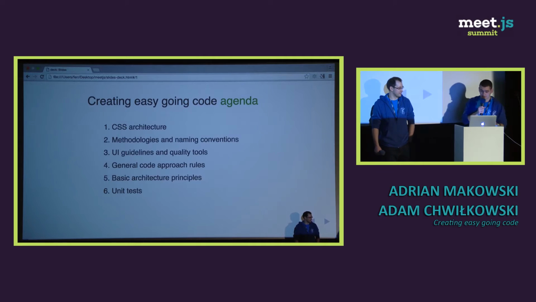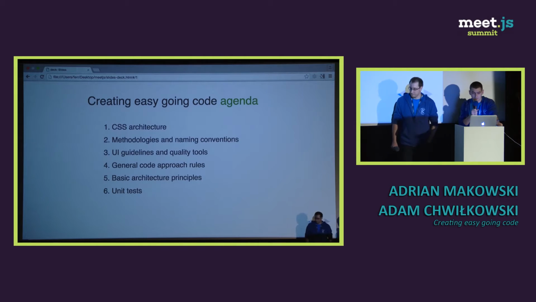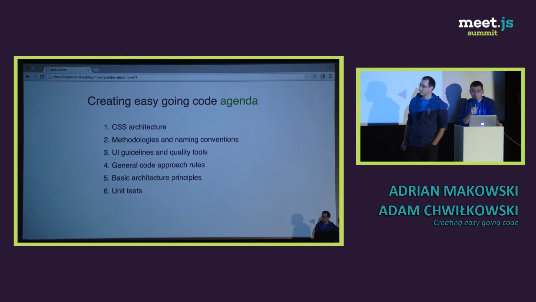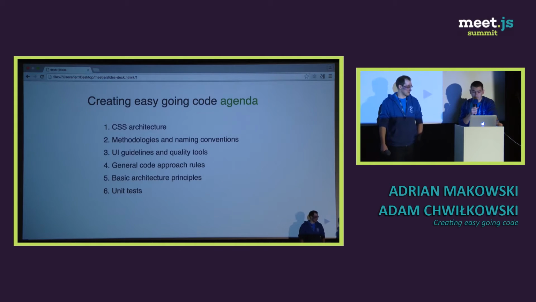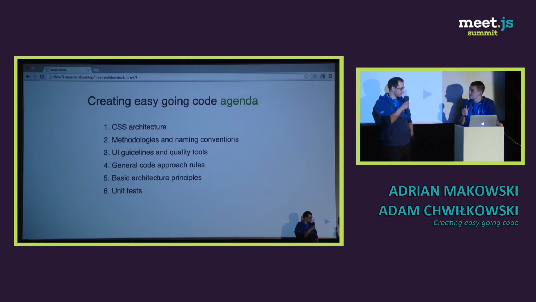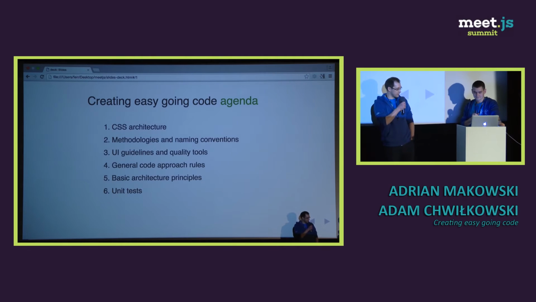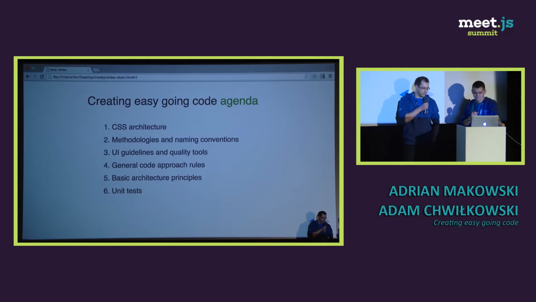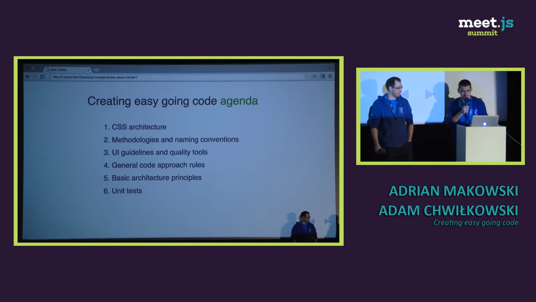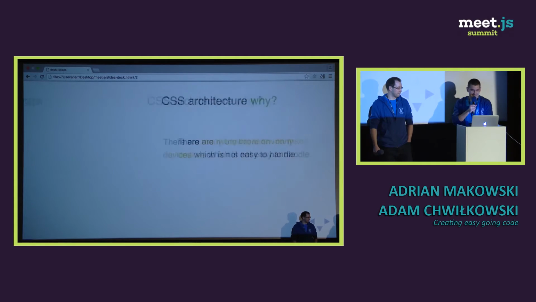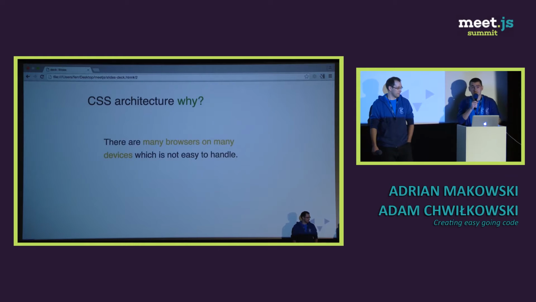Our agenda looks very simple. We will cover two main topics. I will cover topics regarding CSS architecture and talk about methodologies and naming convention, and try to sell you UI guidelines and quality tools as good practices. My colleague will talk about general code approach rules, basic architecture principles, and test-driven approach. So let me start from CSS architecture.